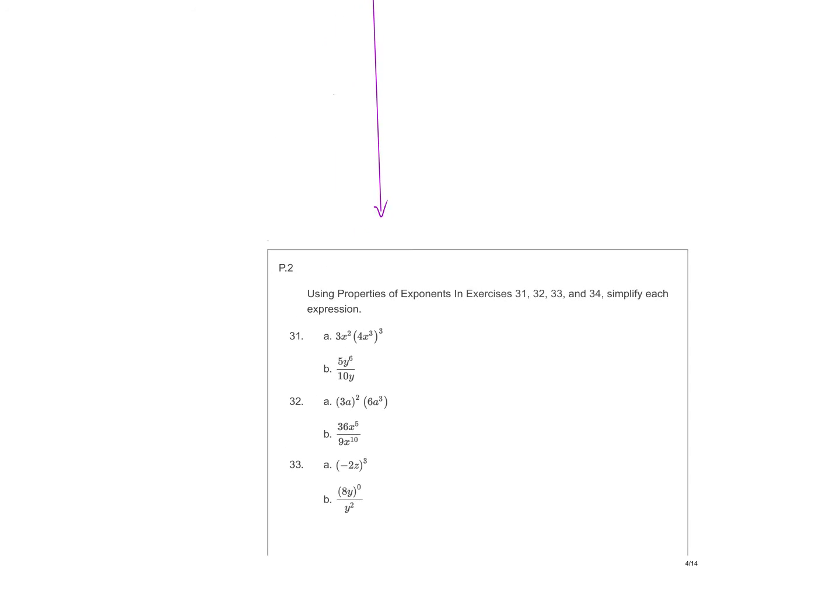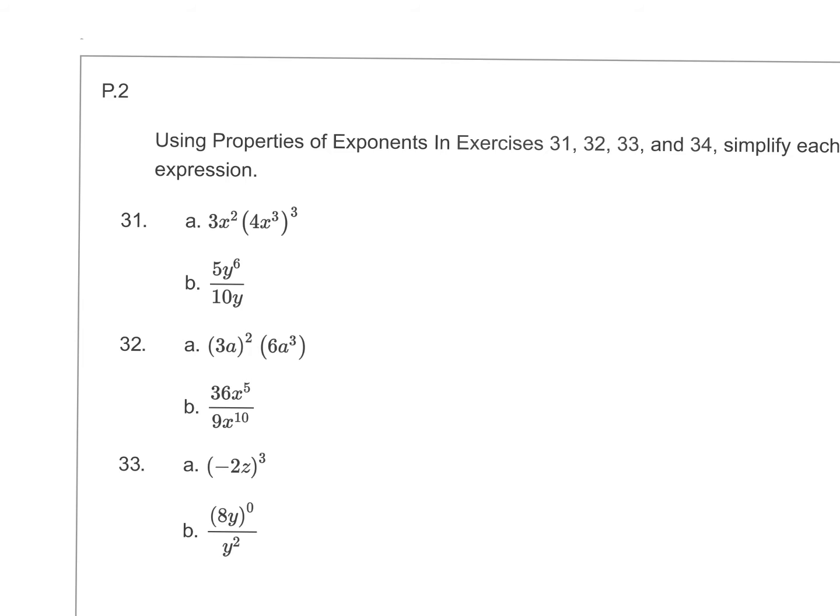So for 31, it says to use properties of exponents to simplify. So remember, when you multiply exponents that have the same base, you add them. But the key thing to remember here, and I saw a lot of this on the quiz, when you raise a power to a power, you need to multiply. So I'm going to go ahead and take care of the power to the power here first. And I'm going to multiply the 3 times 3 for the x. But then also remember, this power of 3 is also on the 4.